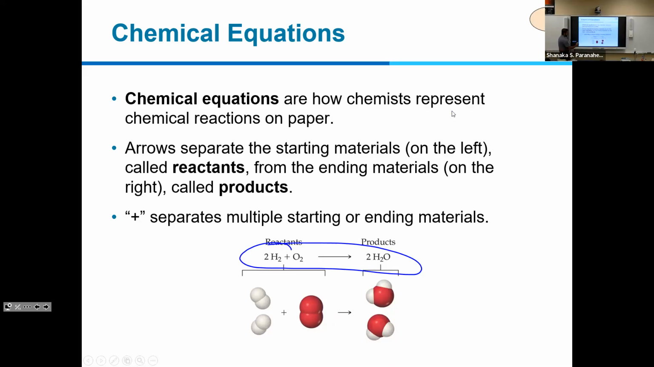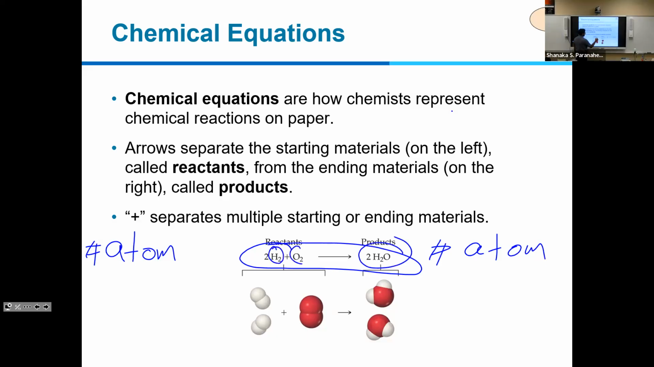It's based on the number of atoms. If we have the same number of atoms and the same type of atom, then it is balanced, because we are not going to add a new atom or destroy any of the existing atoms. We are going to follow that by counting the number of atoms in these molecules. If we look at this reaction, this is a simple reaction which produces water from hydrogen gas and oxygen gas.